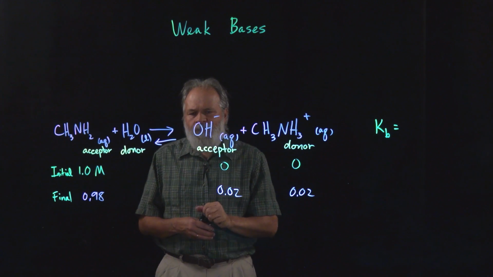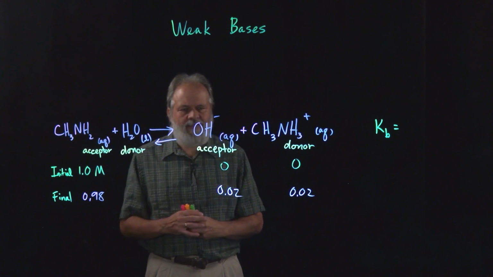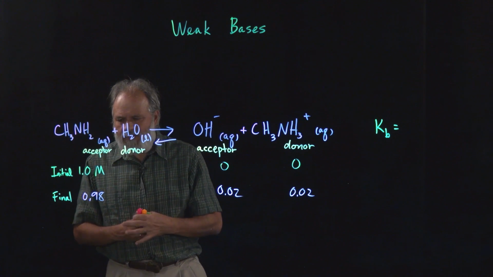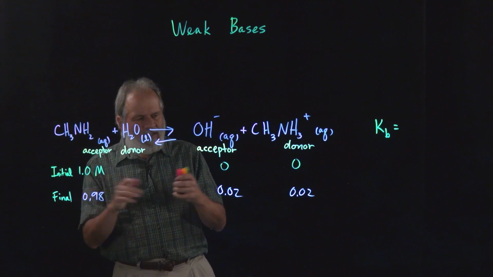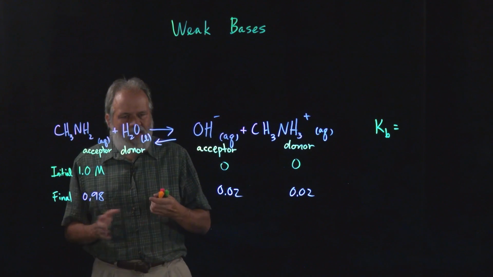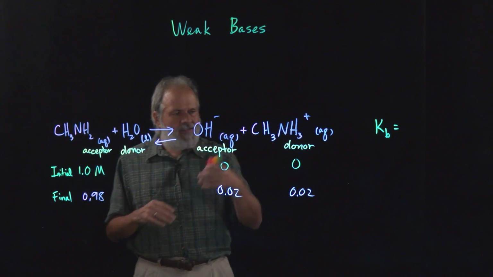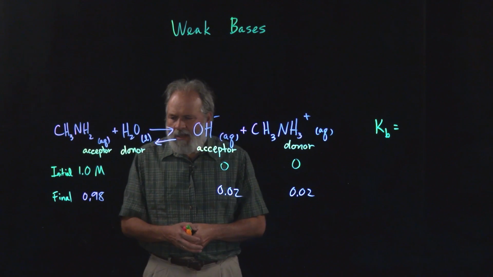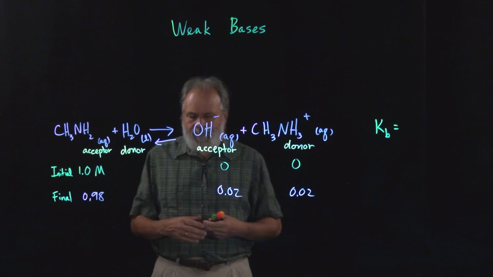Now this reaction is very heavily favored toward the reactants. That is to say, the equilibrium is mostly on this side. For example, if we take one molar methylamine and throw it in water, when we first start there are no ions. So the forward reaction starts to occur, and then the reverse reaction starts to occur as these build up in concentration. Eventually you'll reach an equilibrium. So for example, 0.98 molar, and 0.02, and 0.02.